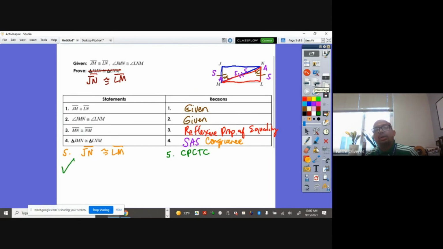And that's how you prove using side, side, side and side angle side congruency. And as always, kaboom.